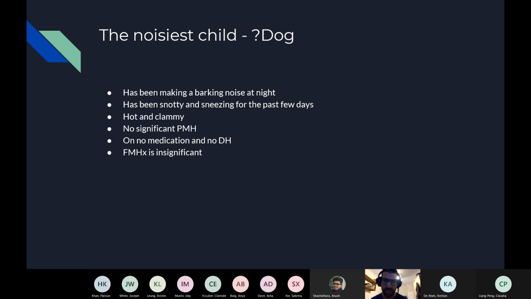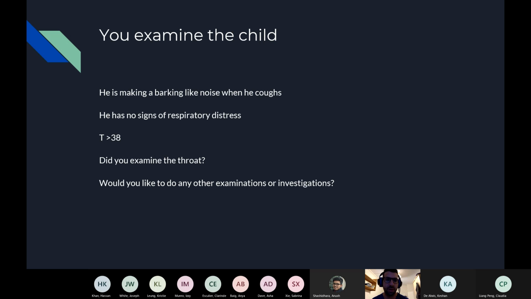Croup? Yeah. Croup. No patient, no mother or father or anyone who's looking after a child is ever going to come up to you and say, my child sounds like a dog. But believe me, once you hear it, it's very recognizable. So he is making barking-like noises when he coughs, but he has no signs of respiratory distress. His temperature is high, it's above 38.